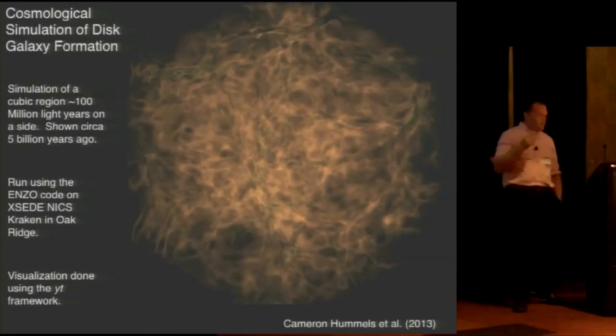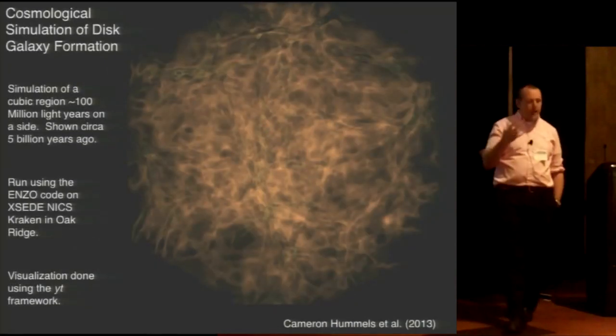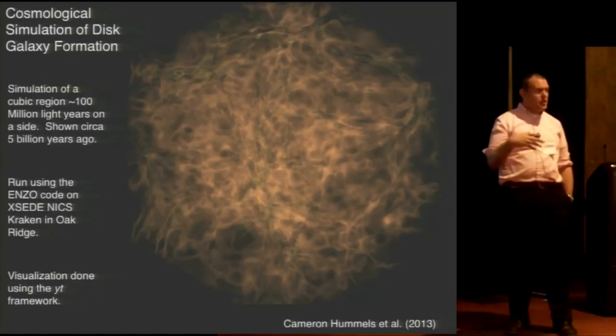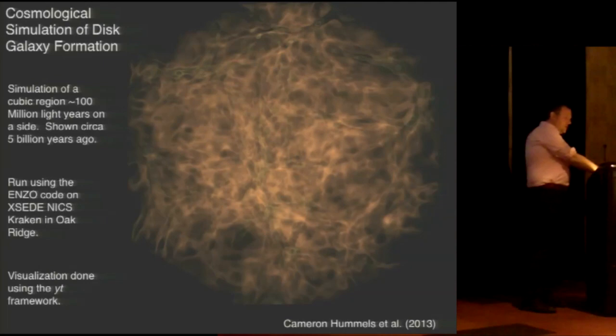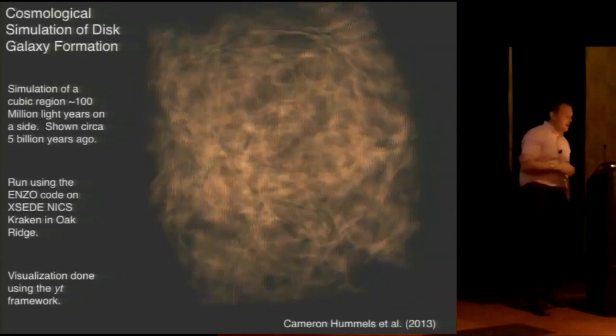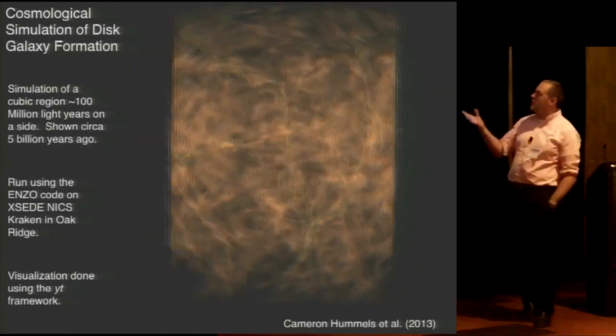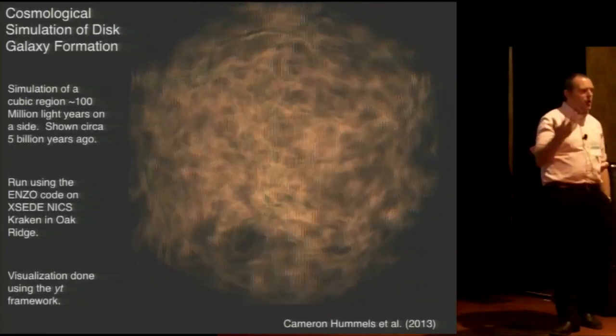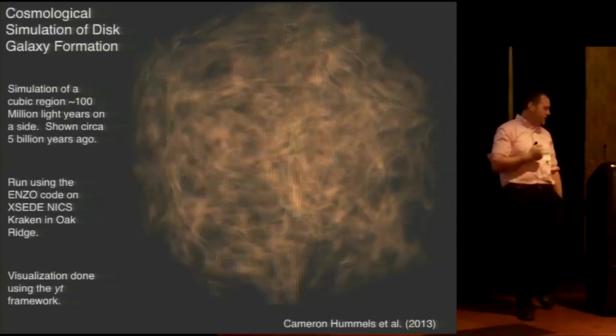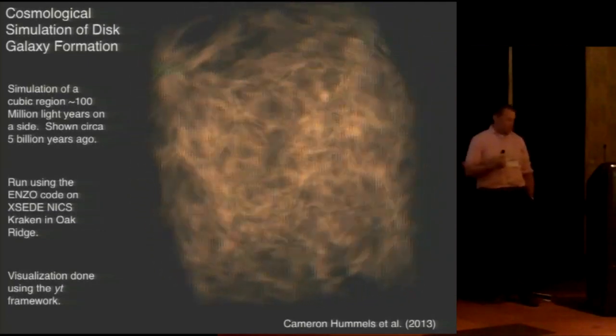So this is an animation of a galaxy forming in a cosmological simulation that includes gas and star formation. This was run by my postdoc Cameron Humbles using a code called ENZO, which is a popular astrophysics code. He ran it on Kraken at Oak Ridge. And the visualization is done with the yt framework, a freely available visualization framework that people in astrophysics use.